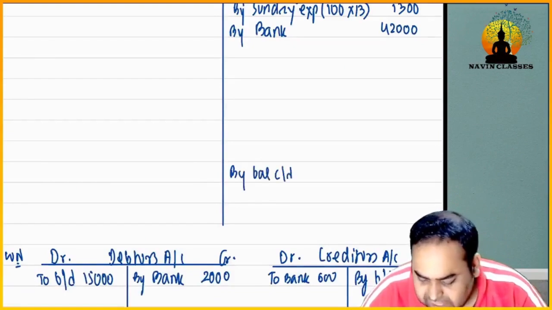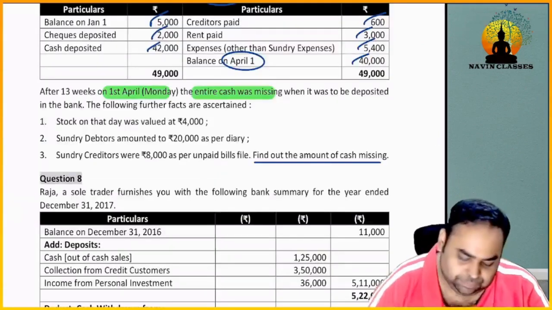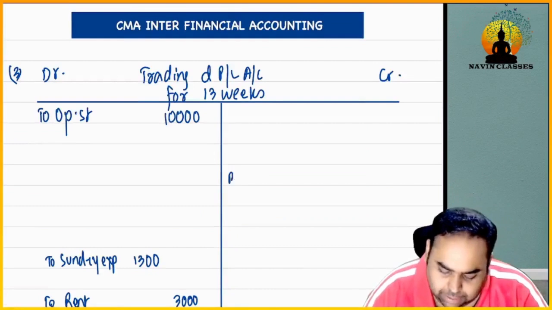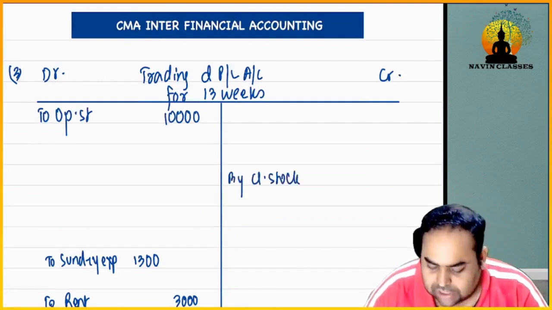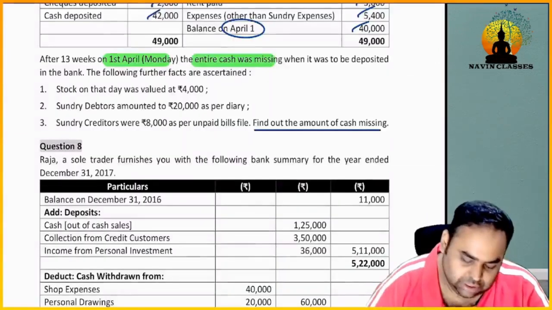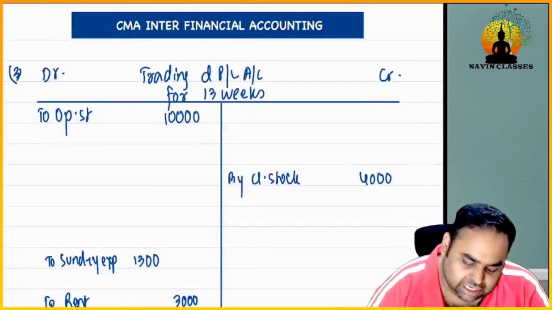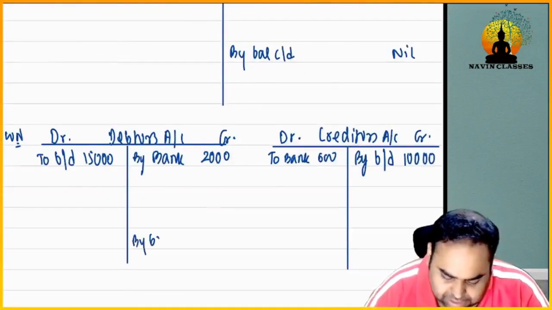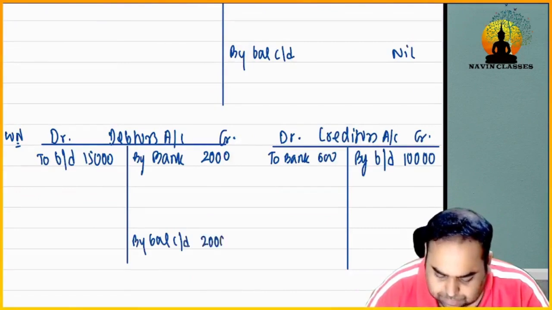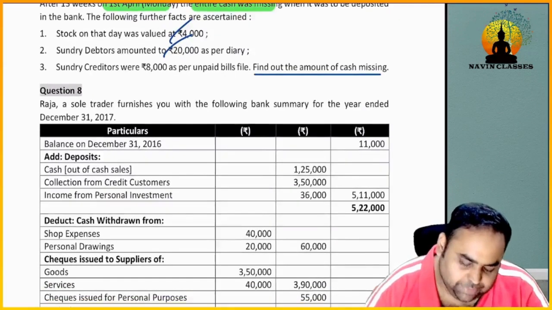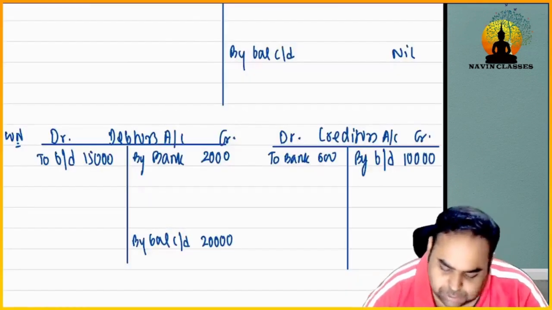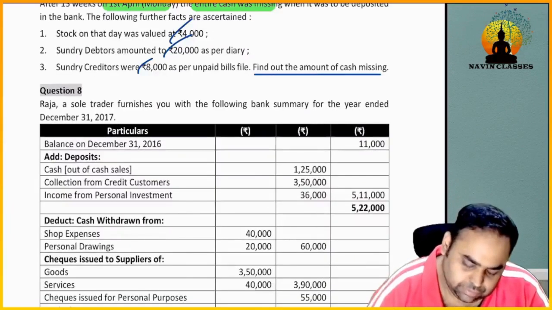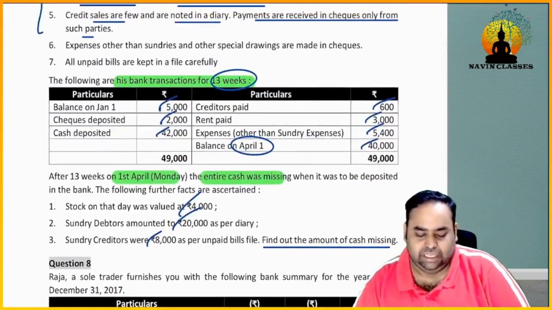So that means the cash balance of 1st April will be 0. So by balance CD will be nil. Cash balance 0. Stock on that date was 4,000. Stock value given in the question here. By closing stock, 4,000. The debtors balance is given as 20,000. So in debtors, by balance CD, 20,000. After that, creditors is given as 8,000 as per the unpaid bills file. It will be to CD 8,000. This is done. This is completed.